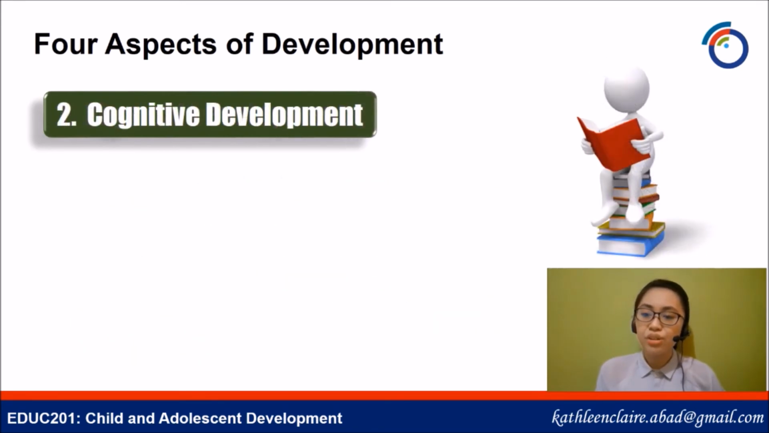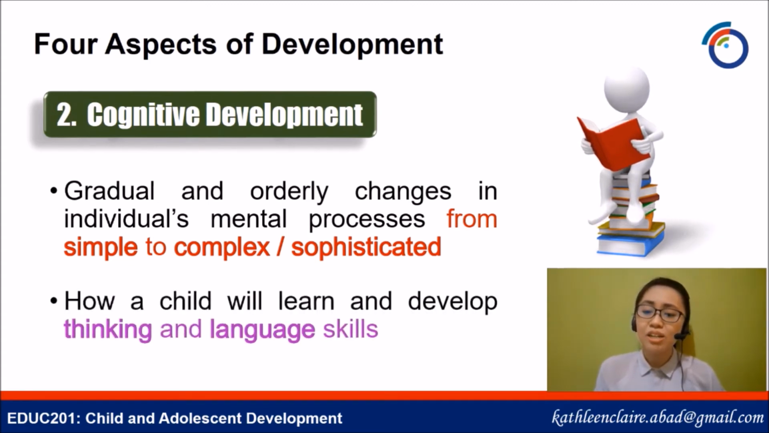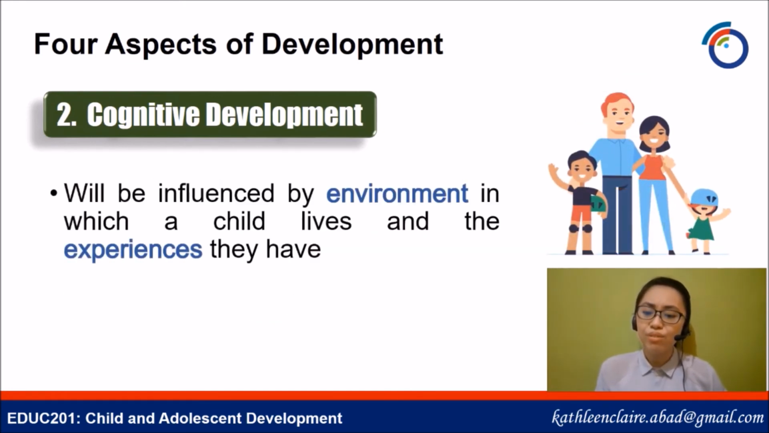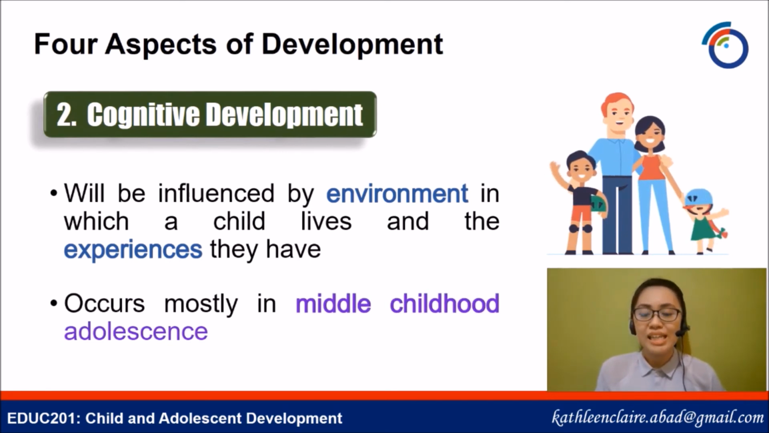Next, we have the cognitive development or yung development ng thinking skills ng bawat bata. So these refer to the gradual and orderly changes in individuals' mental processes from simple to complex or sophisticated. So this is how a child will learn and develop thinking and language skills and will be influenced by environment in which a child lives and the experiences they have. So itong cognitive development na to occurs mostly in middle childhood adolescence.